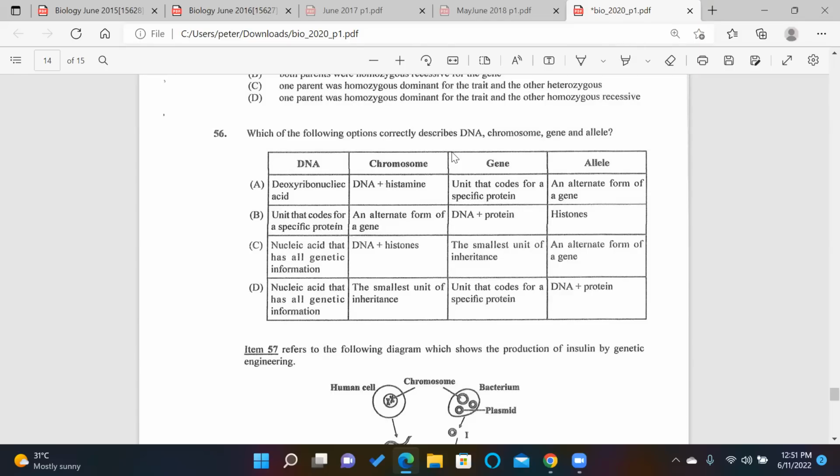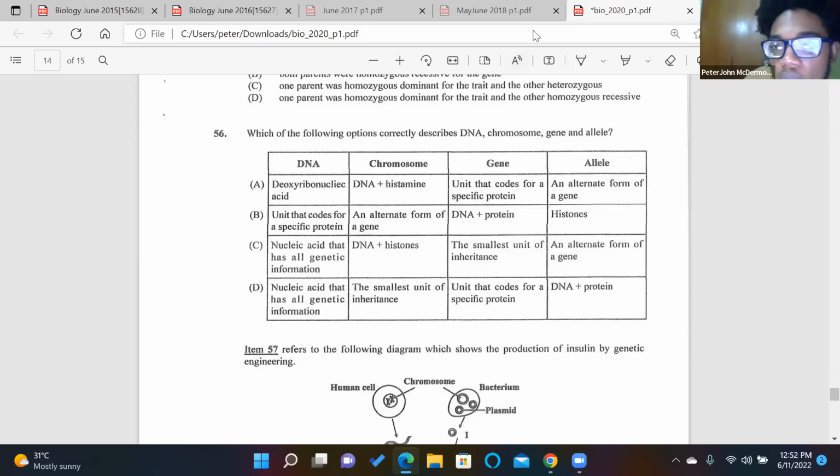All right, let's look. Deoxyribonucleic acid that has all genetic information, smallest unit of inheritance, unit that codes for a specific protein, DNA plus protein. All right, so let's skip that. Which one of these do you definitely know the definition of? Allele. Allele, alternative form of a gene.